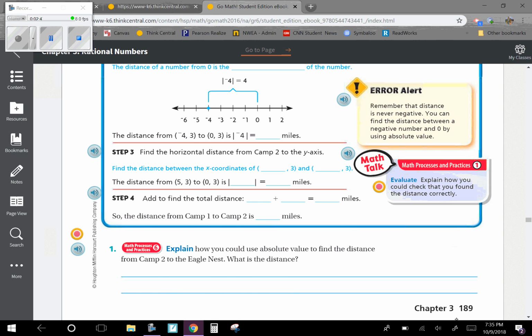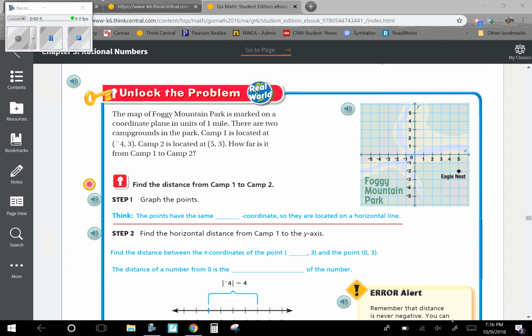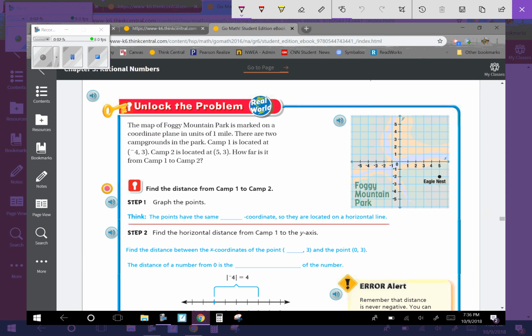Another way to do that, which you might think is a little bit easier, is once you graph these points, so you have -4, 3 and 5, 3, you could always just count how many units it takes to go from one to the other. So I go 1, 2, 3, 4, 5, 6, 7, 8, 9 to get to the other one. So that's also the distance. That only works if they are in a horizontal or vertical line.